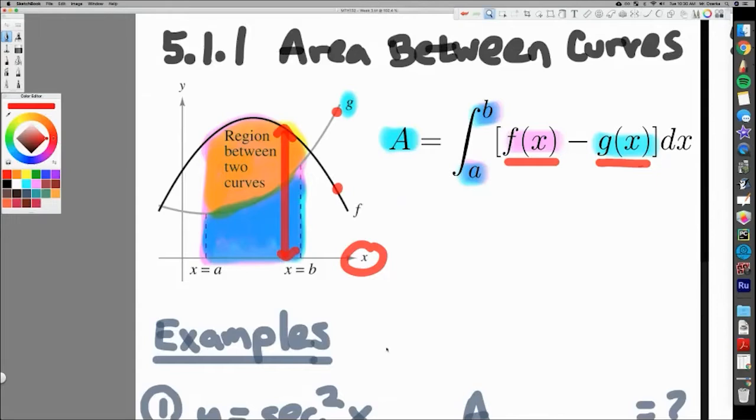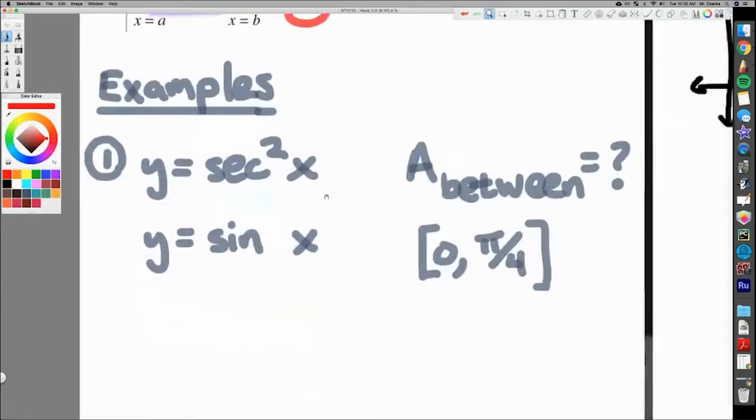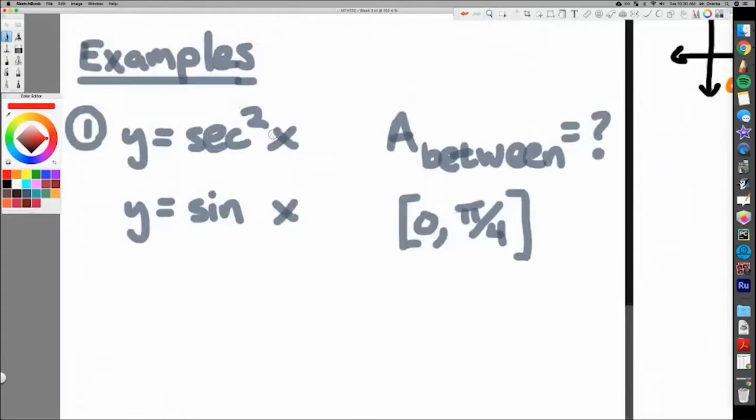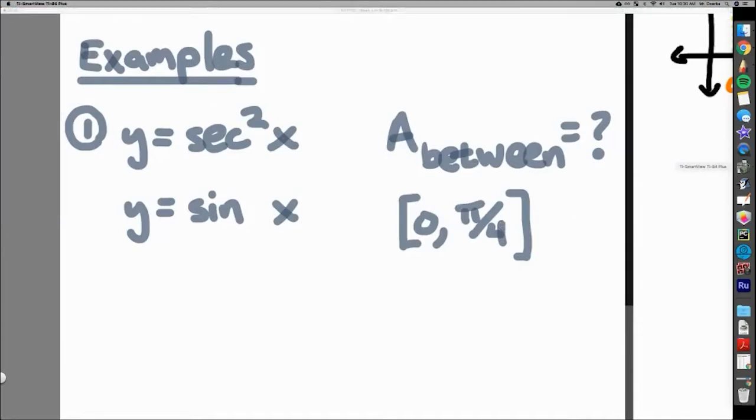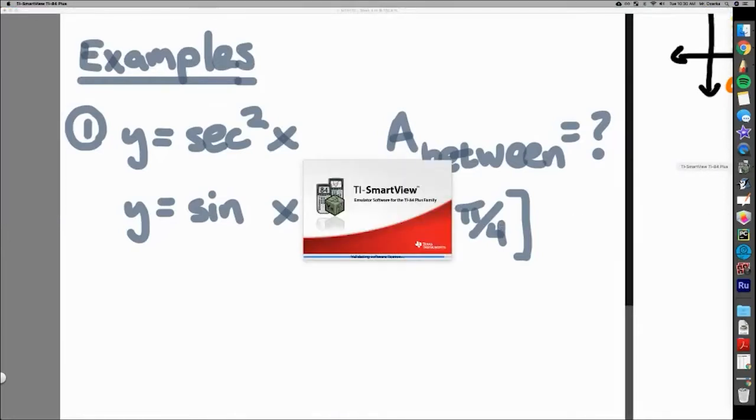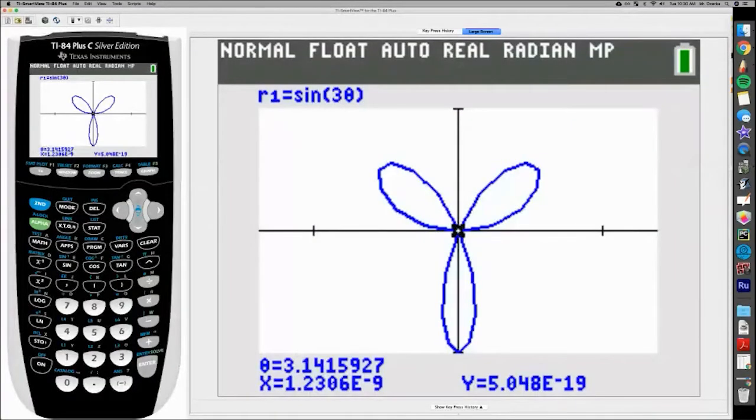Okay. So let's do it on this problem right here. Here's an example. You have y equals secant squared x and y equals sine x. And it says, what's the area between them from 0 to pi over 4? First thing I'm going to do is graph this. If you can picture this in your head, great. Then by all means you don't need to worry about graphing it so much. I can't, so I'm going to graph it.